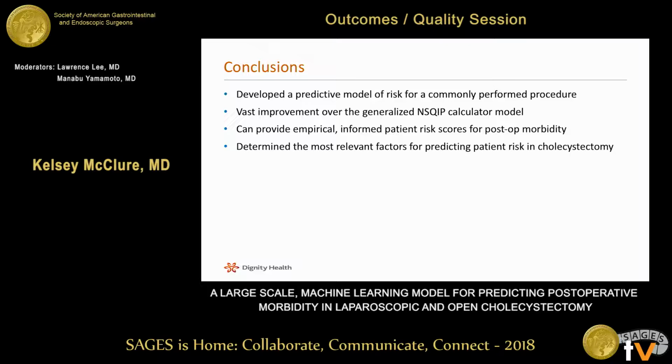So in conclusion, we were able to develop an algorithm using machine learning techniques that uses all of the data within the NSQIP database and outperforms the NSQIP risk calculator. Models such as this one can be used to provide empirical, informed patient risk scores for postoperative morbidity. The analysis also provides a determination of the most relevant factors predicting patient risk in cholecystectomy.